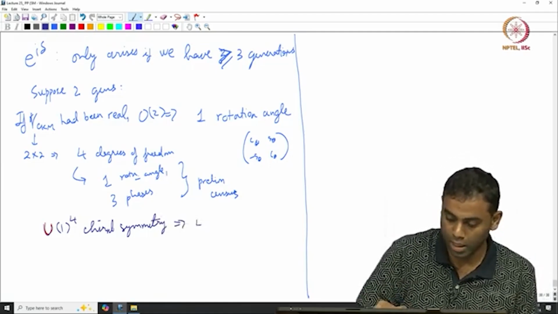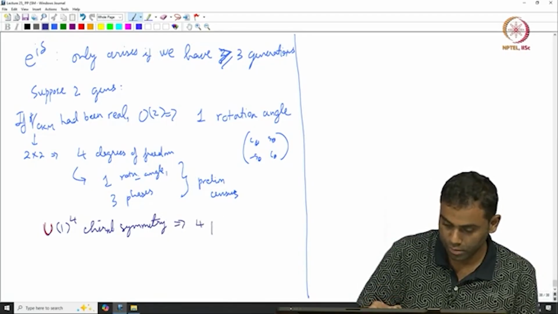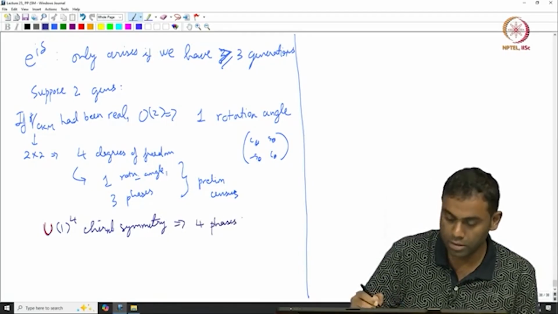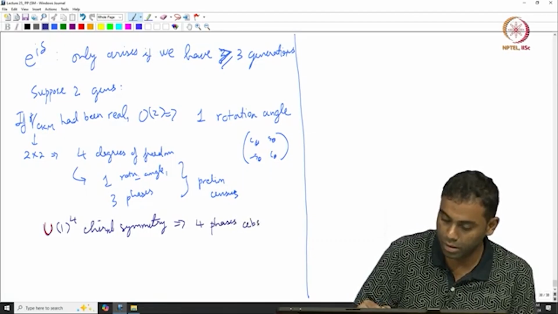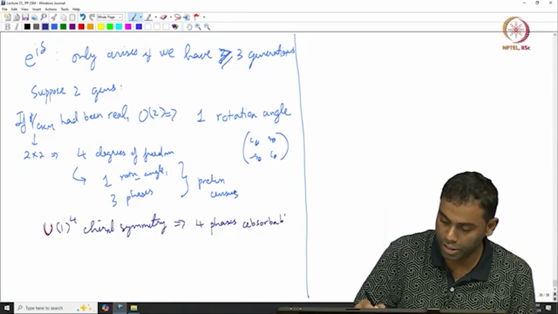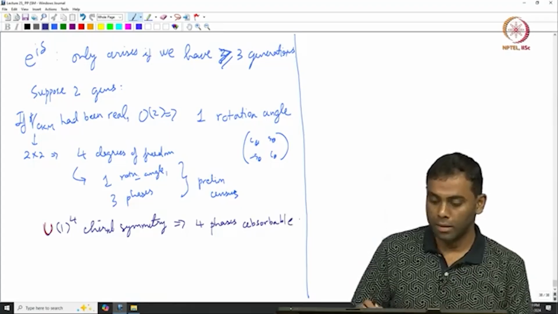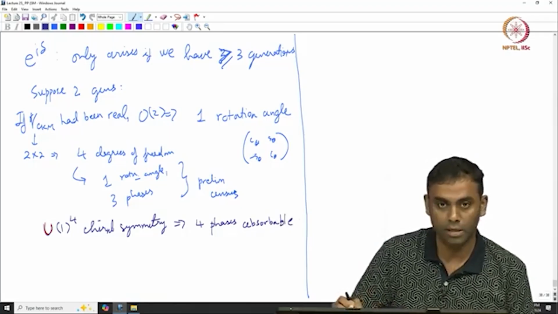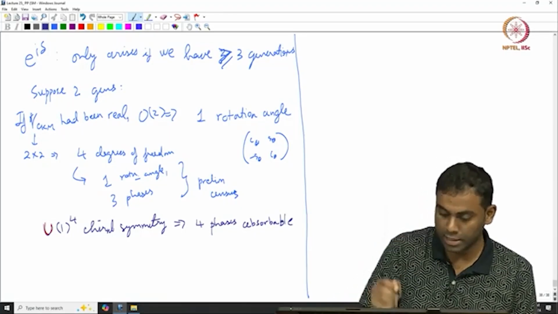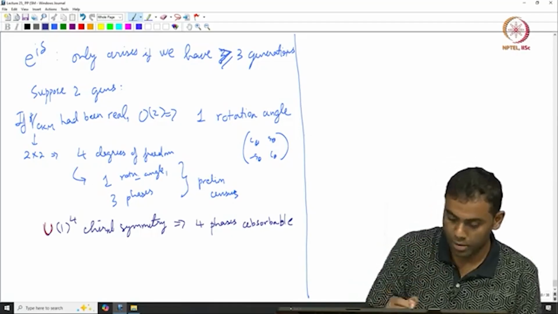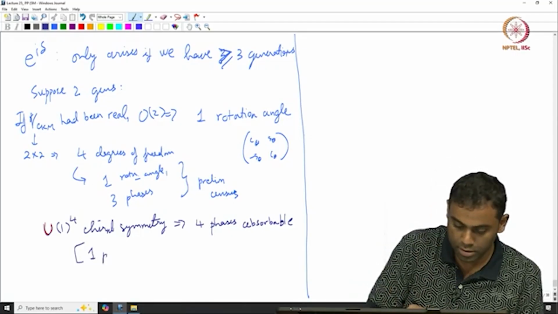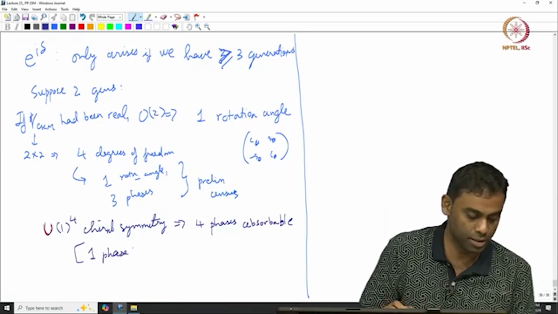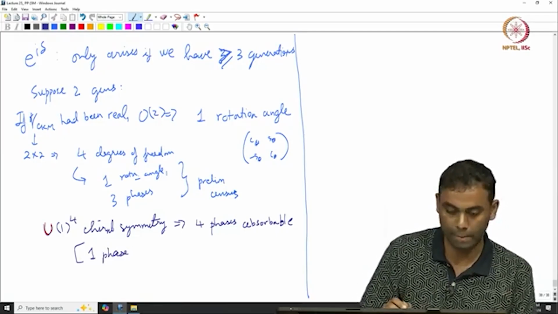That just means I have 4 phases that can be absorbed essentially, in the beginning at least, but I know that it is not 4, right. I know that one phase cannot really be absorbed, that is still fine, okay.